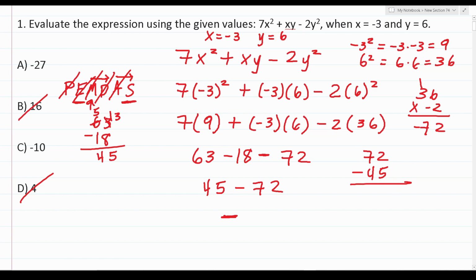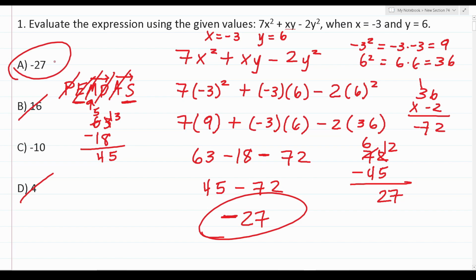2 minus 5 we can't do, so we have to come over here and borrow 1. This becomes 6. This becomes 12. 12 minus 5 is 7. And 6 minus 4 is 2. So we can see that when we evaluate this expression, it becomes negative 27, which is answer choice A.